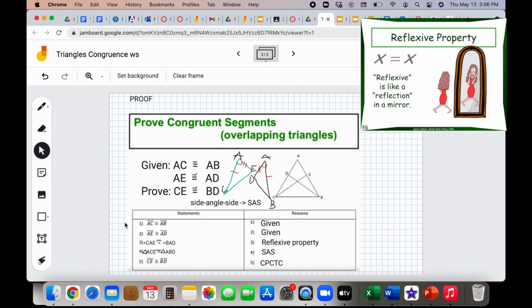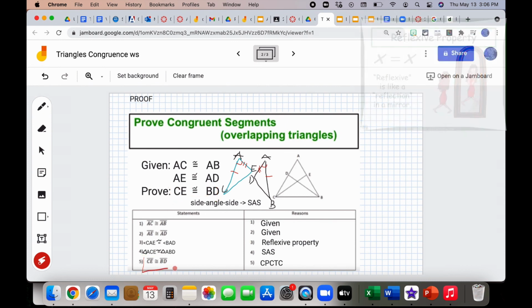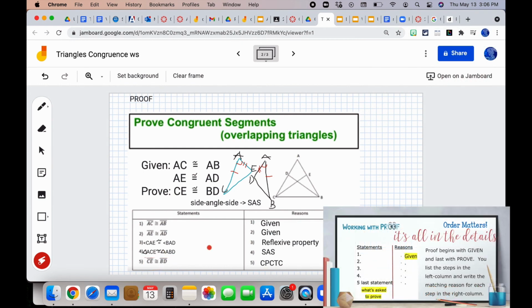And finally, what we're asked to prove, CE congruent to BD, we put on the statement side as the last line. And the reason we can give is CPCTC, corresponding parts of congruent triangles are congruent. You can use CPCTC only after you prove the triangles are congruent.